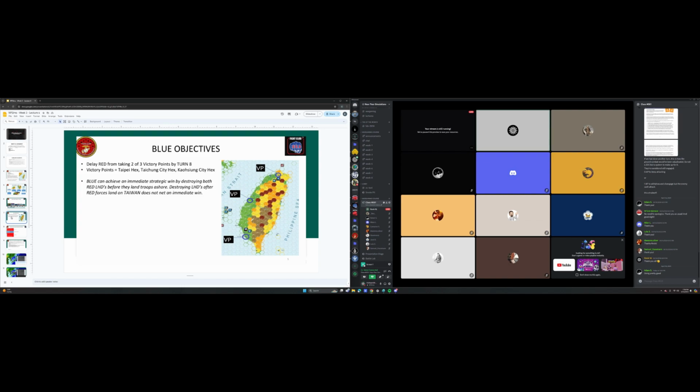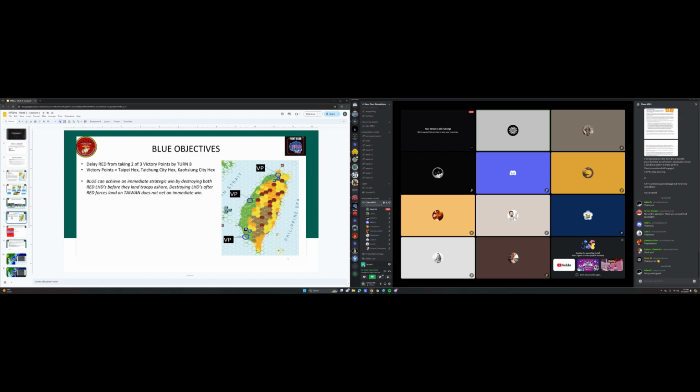And I made it very simple. Basically, all blue needs to do to win the scenario is delay red from taking 2 of those VPs that are marked on the map by turn 8. And the way that I balanced the turns was I wanted to give enough time for red to effectively get in 3 turns or 4 turns of a blockade if that's what they wanted. And I also needed enough turns for blue to really be able to mount a defense once the reinforcements came in.